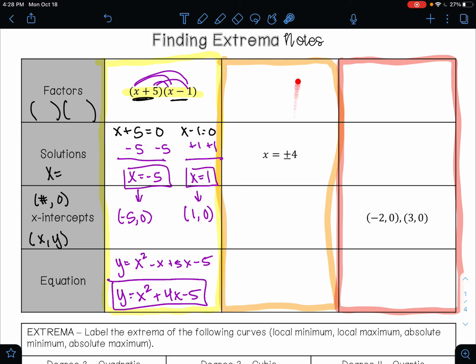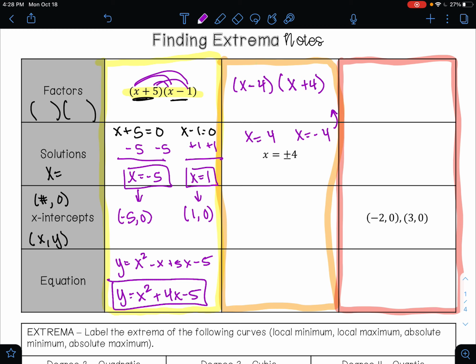So in this middle column, they give us x equals positive 4 and negative 4. That's why we have that plus or minus here. So if it helps you, you could rewrite that as x equals positive 4 and x equals negative 4. I can work backwards and figure out what the factors were. If I have x equals 4 as a solution, then that means that I had x minus 4 as a factor. And if I have x equals negative 4 as a solution, then that means I had x plus 4 as a factor.